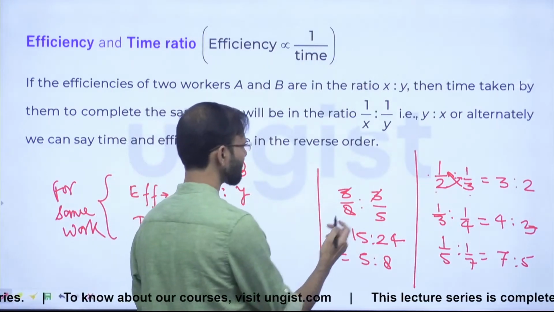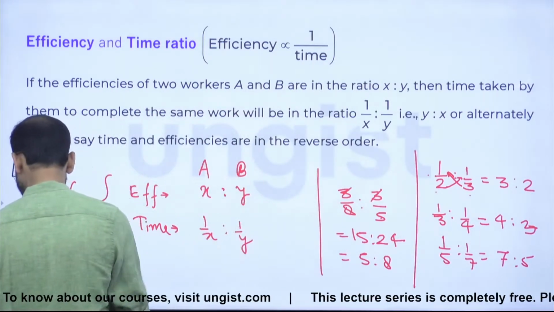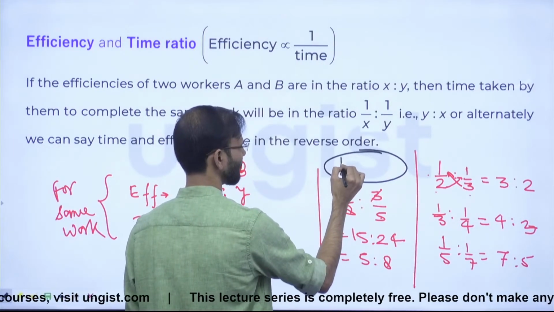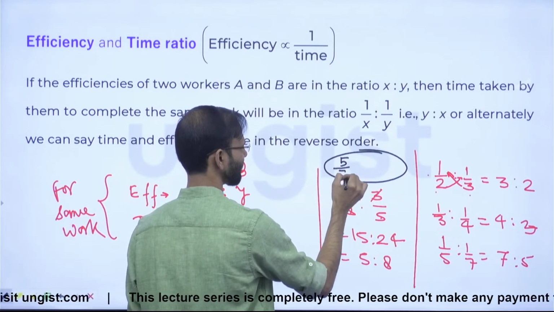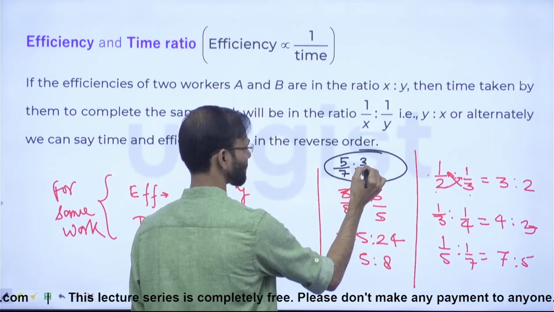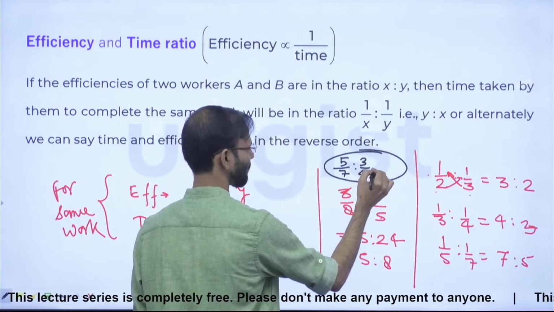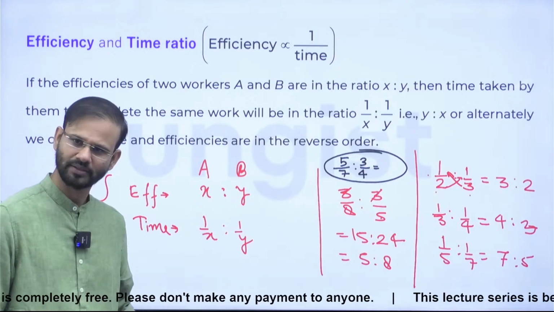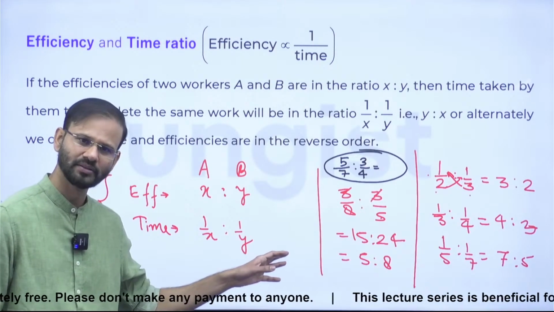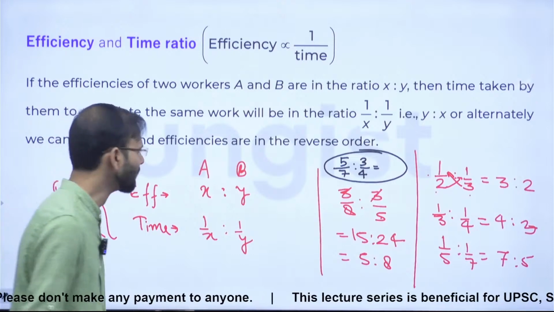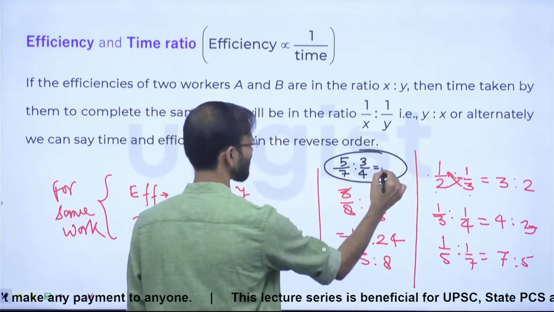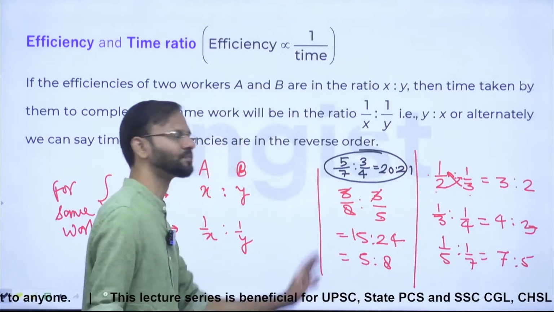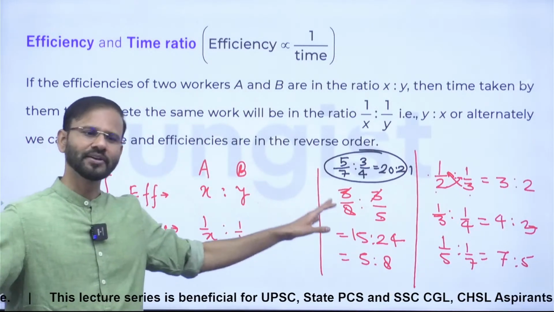Let's do one more. 5 by 7 is to 3 by 4. What is this, guys? Everybody, this is 20 is to 21. All of you fine now? Just do the cross multiplication. This is 20 is to 21. Guys, hope it is fine now.